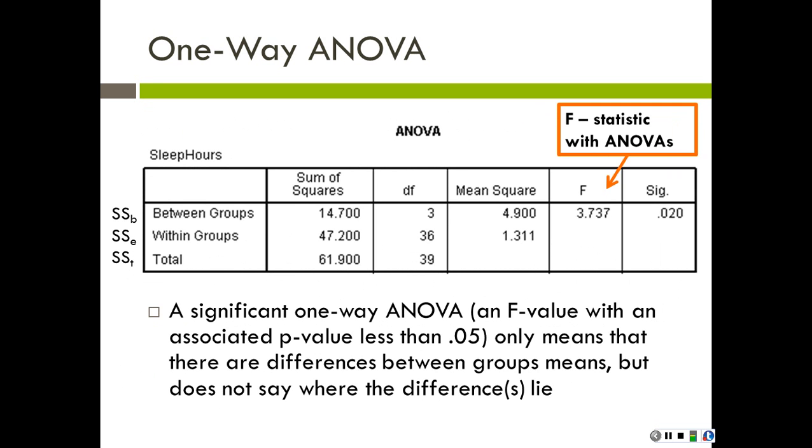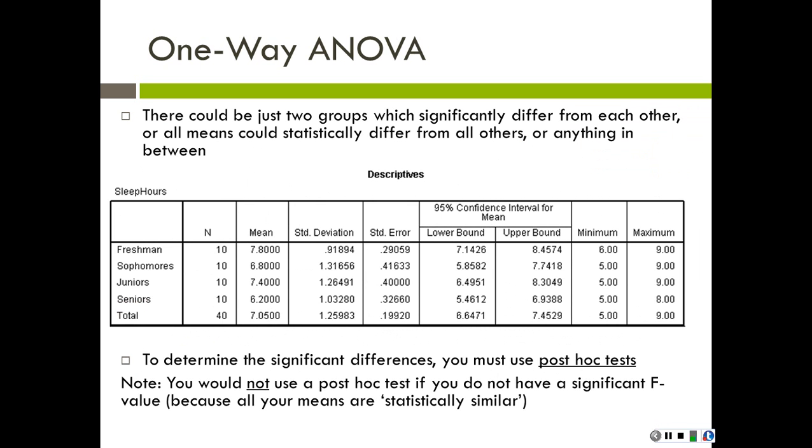But if you get the significance level, then you're like, okay, what is different? So here are descriptives for your groups, right? Whenever you do an ANOVA, you can tell SPSS you want the descriptives, and it will give them to you. Here you can see our means that we had at the beginning of this whole thing with the little bubbles and different colors. So here's our freshman mean of 7.8, sophomore 6.8, juniors 7.4, seniors 6.2. So here are all of our means.